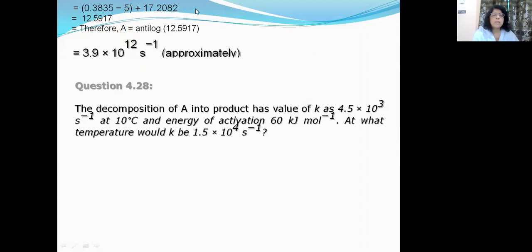Our next question is again from the NCERT, that is question number 4.28. The decomposition of A into the product has the value K as 4.5 into 10 to the power 3 second inverse at 10 degrees Celsius. The energy of activation is 60 kilojoules per mole. At what temperature would K be 1.5 into 10 to the power 4? Now we have to calculate the value of T, and we are given the value of K at two different temperatures.